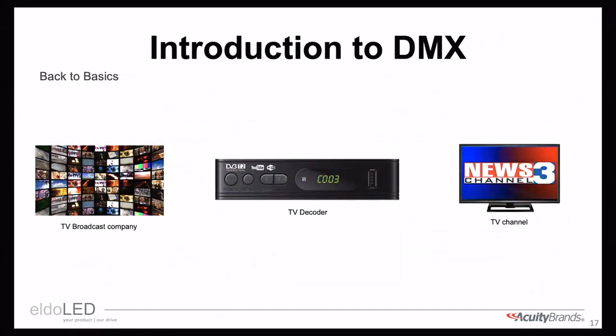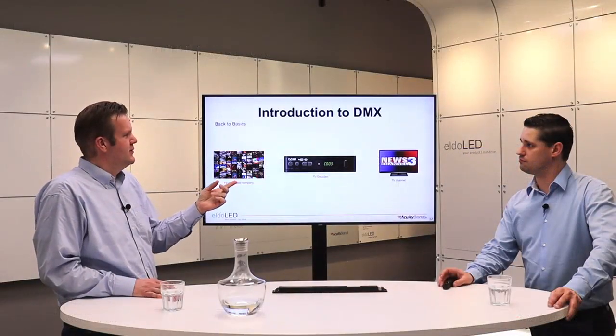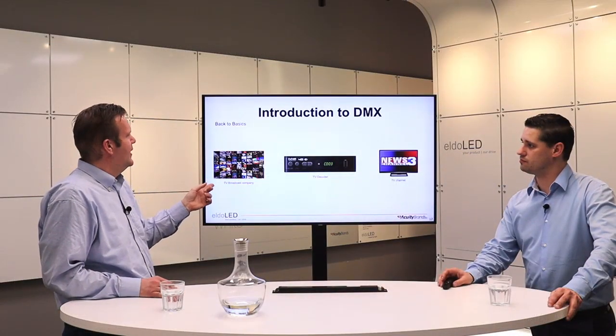So this is the next slide, introduction to DMX. But I now see a TV broadcast company screen, and I see a TV decoder. It's digital, it's DVB, and I see a television screen with channel 3 news. What does this have to do with DMX then, if I may ask?